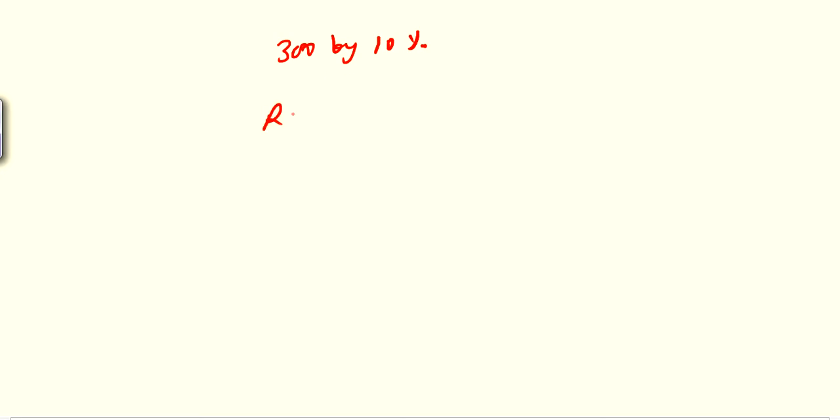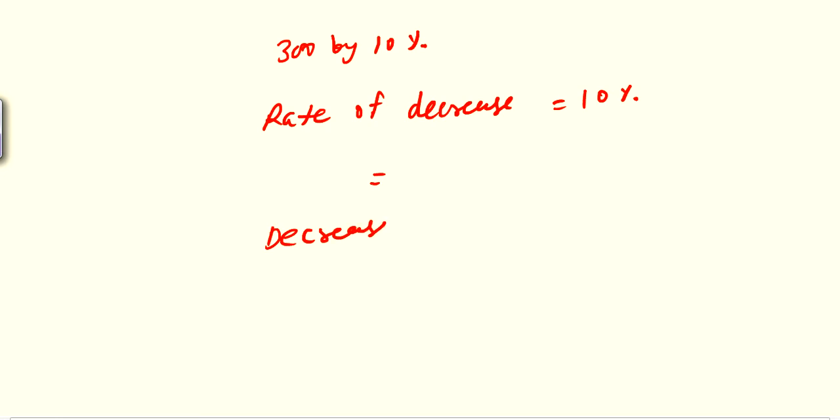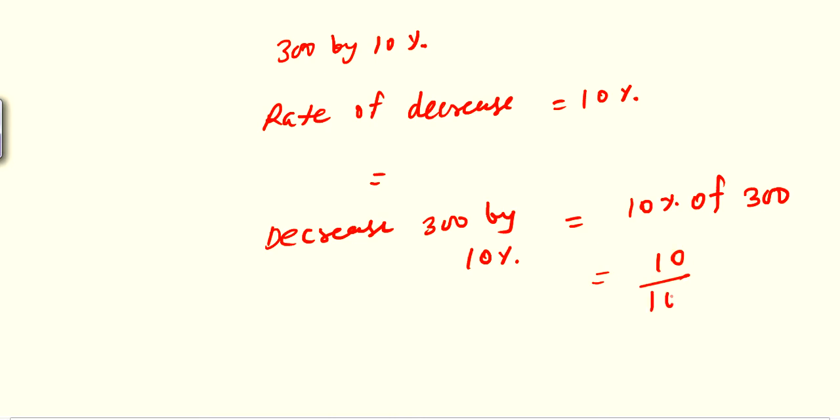So rate of decrease equals 10%. Now we will find 10% of that 300. So decrease 300 by 10% equals 10% of 300. So 10% can be written as 10 by 100.